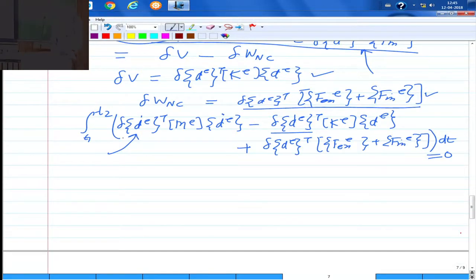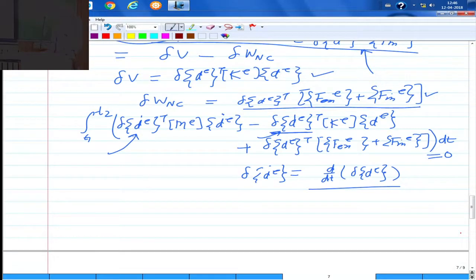Since the independent variation is only the variation of the elemental degrees of freedom, which is of course a function of time, by differentiating the variation delta dE, we get delta dE dot. The variation and time derivative are interchangeable, so delta of dE dot can be written as d by dt of delta dE. So essentially this is not an independent variation of the elemental velocity vector, but is just the derivative of the variation of the elemental degrees of freedom vector.